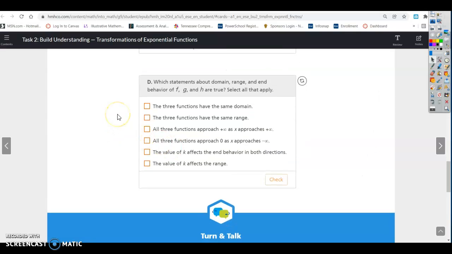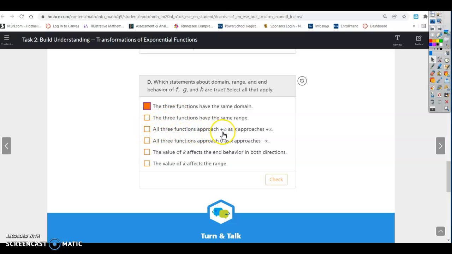They put commonly missed answers in for kids to make sure you have to think really what is happening to that function. All right, so it says which statements about the domain, the range, and the end behavior of f, g, and h are true. All right, so it says all three functions have the same domain. That's true. They go left and right forever. That's your x's, that's your domain, so that's true. It says the three functions have the same range. That's not true, because when you shift up and down on the y-axis, that means your transformed functions have a different range than your parent functions.